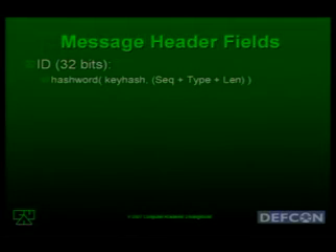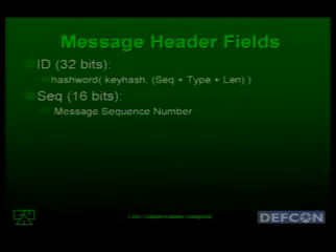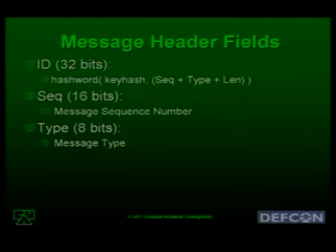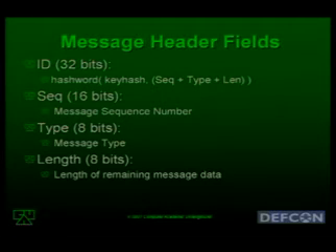Message header fields, like I said, we have a 32-bit ID. That's basically what we're going to use to identify whether the message is a valid Steg message or not. And that is a 32-bit hash of a key hash, which is from user input, and the sequence type and length, which is the remainder of the header. The sequence number is your standard incrementing sequence number. The type tells us what type of Steg message is going to be, and the length is the remaining size after the header.